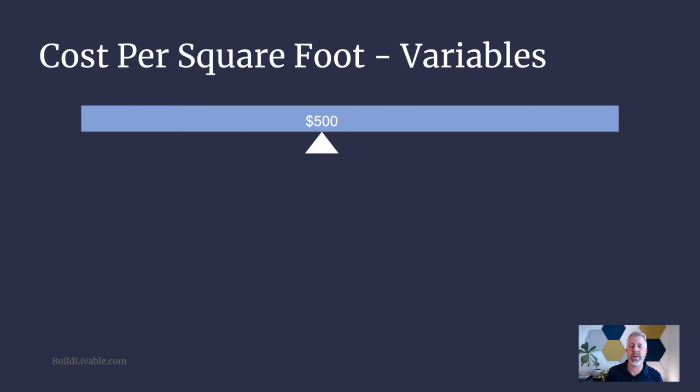So if you hear $500 per square foot, you might hear of a neighbor that built a house for $150 per square foot. Or you may hear of somebody else in the area who built a house for $2,000 per square foot. So the question becomes, how does that happen? Why are there these variations, and what goes into them? So there's three factors that I think are important to consider.